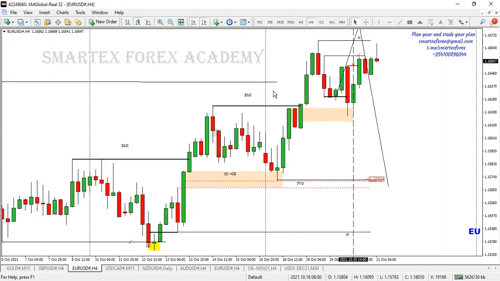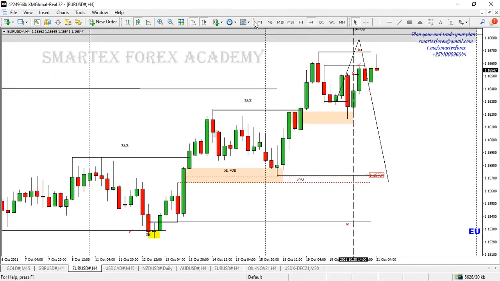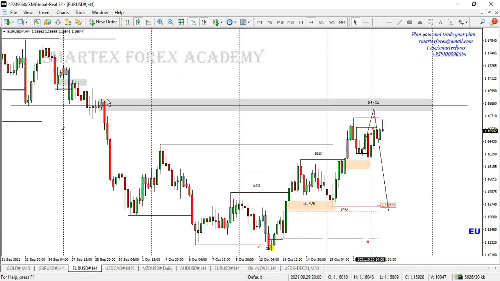So if we move to the 4-hour time frame, in the 4-hour time frame, we have this order block and there is some little gap here. There's an expected return up to this OB before we go short, targeting this low.